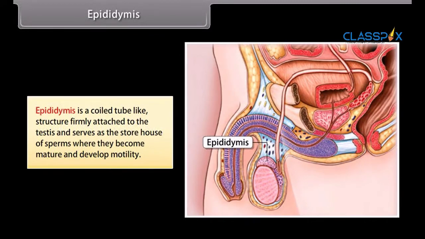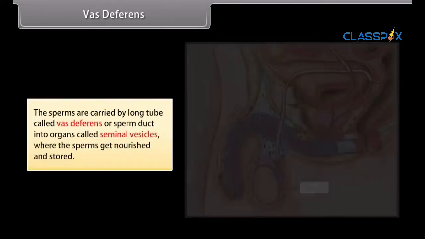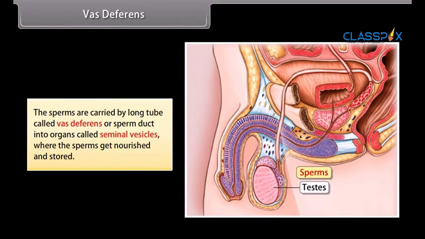Epididymis. Epididymis is a coiled tube-like structure firmly attached to the testes and serves as the storehouse of sperms where they become mature and develop motility. Vas deferens. The sperms are carried by a long tube called vas deferens or sperm duct into organs called seminal vesicles, where the sperms get nourished and stored.